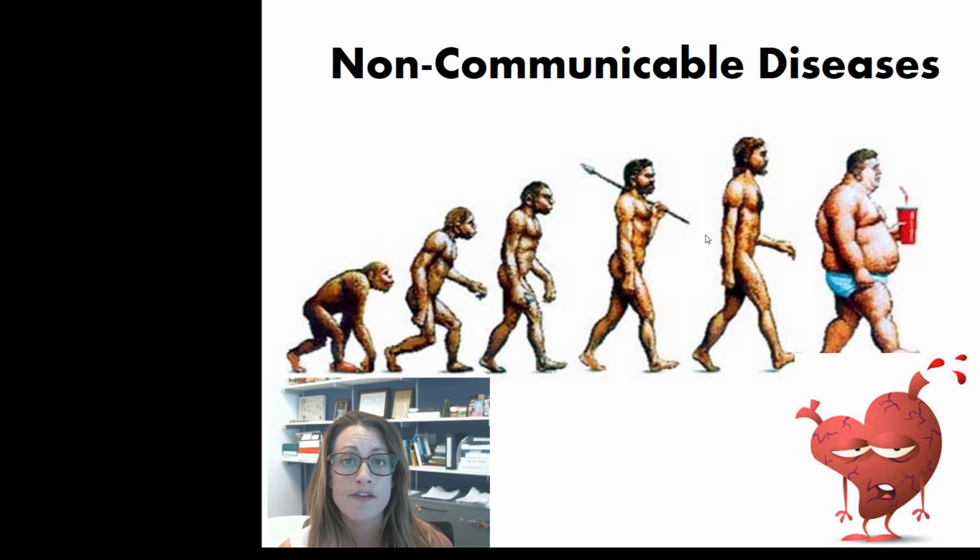When we're thinking of non-communicable diseases, we're thinking more often about these lifestyle diseases that are linked back to some of our behaviors, such as eating and nutrition, smoking, and overconsumption of alcohol. And we're also thinking of some of these chronic mental health conditions.